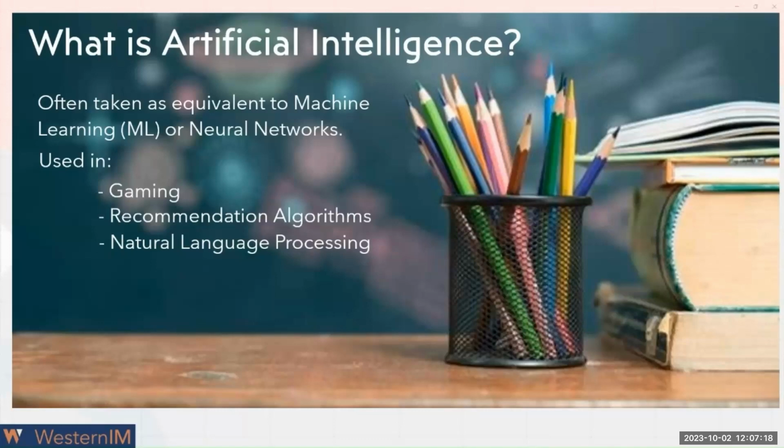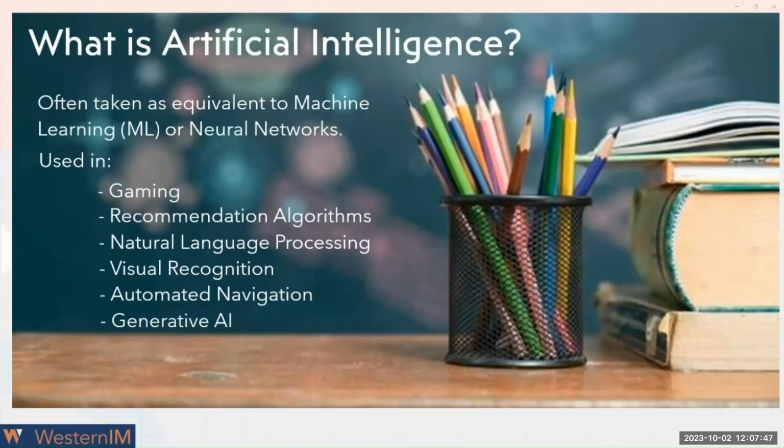It is used in natural language processing, like Siri or Alexa, to allow interaction with the system through normal speech. It is used in visual recognition, like when you tag someone in a picture on Facebook. Facebook can then find that person in other pictures and also tags them there. It is used in automated navigation, for drones, or soon for self-driving cars. And it is used in generative AI, where the AI creates stories, pictures, or video based on instructions that you give it.